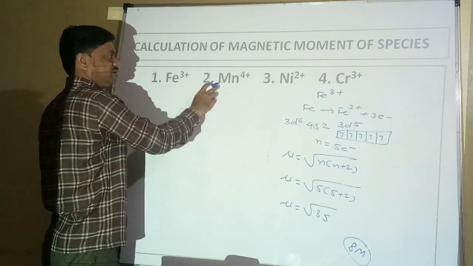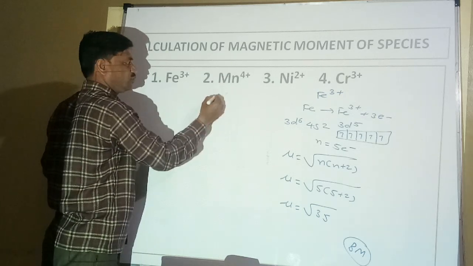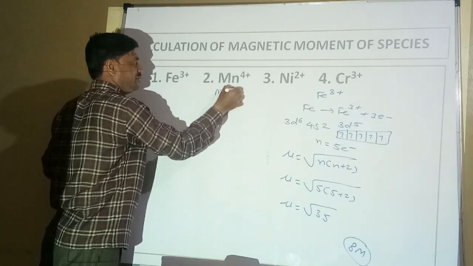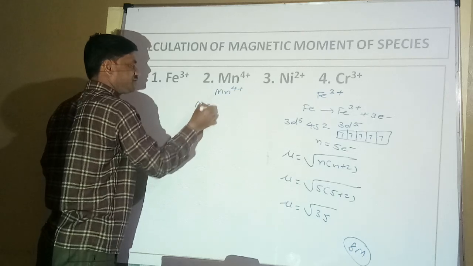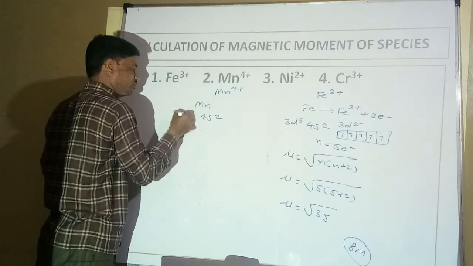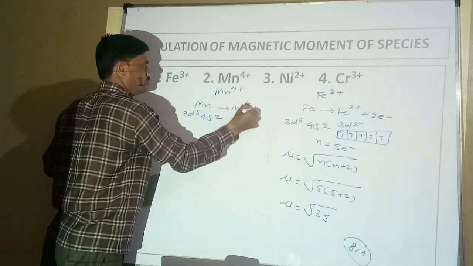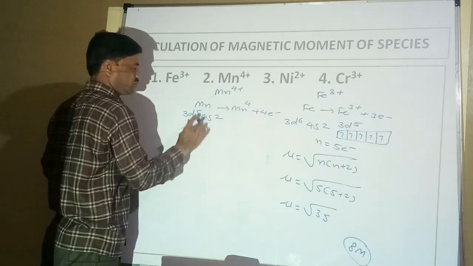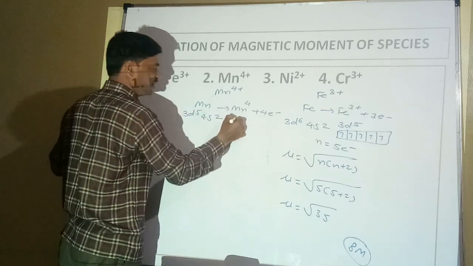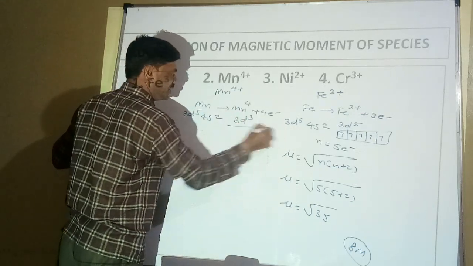Similarly, check this one. What is this? Mn plus 4 ion. Tell me the configuration. 4s2, 3d5. What type of charge is there? Plus 4. So you should be able to lose 4 electrons, 2 from 4s, 2 from 3d. So what remains here? 3d3.